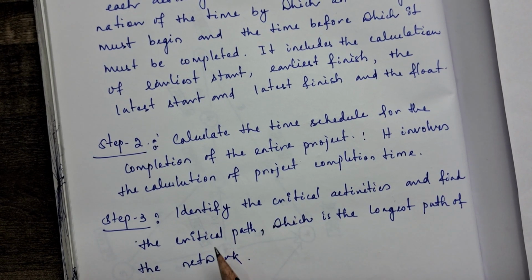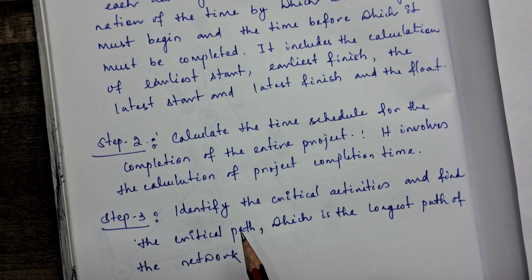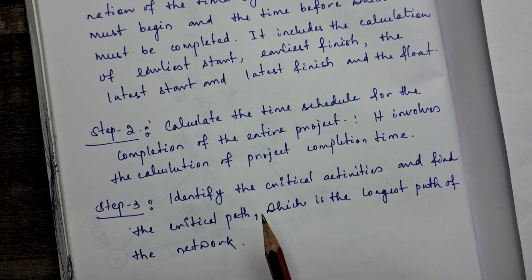The critical path is the longest path of the network. In the network, if multiple paths are there, then we have to choose the longest path among them to find the critical path.